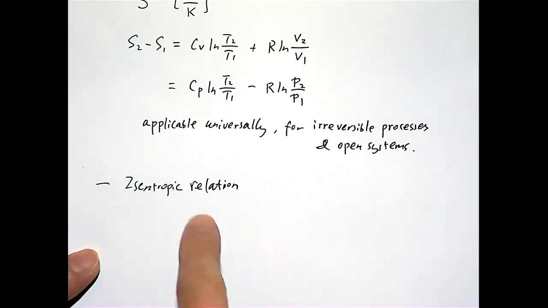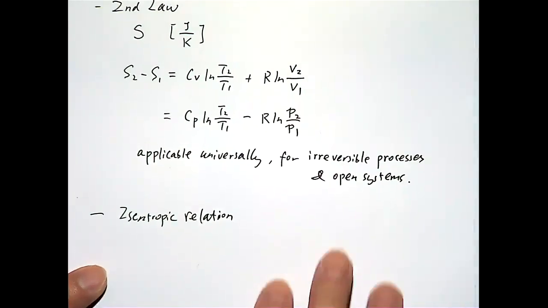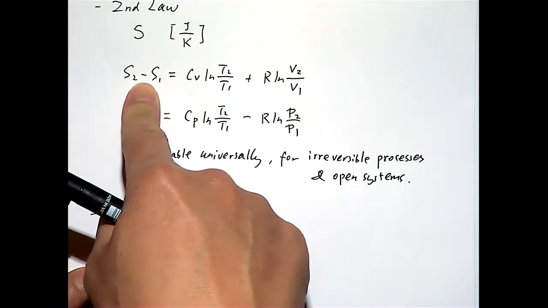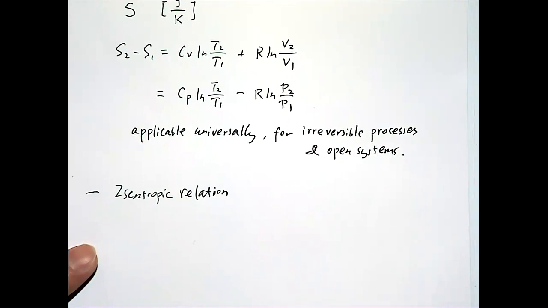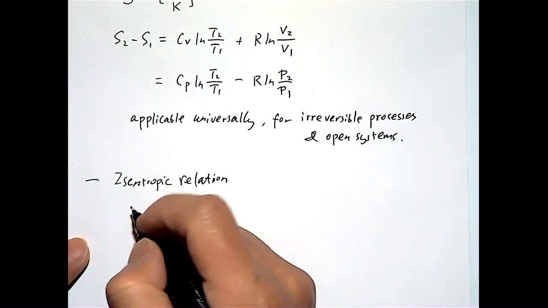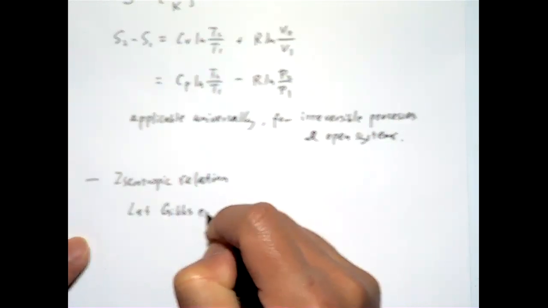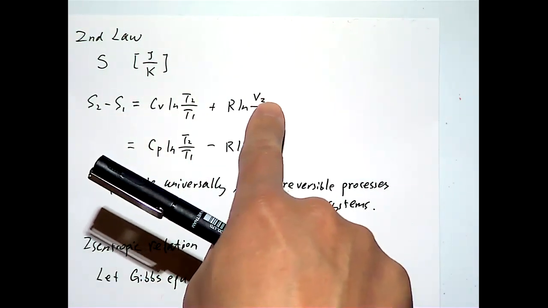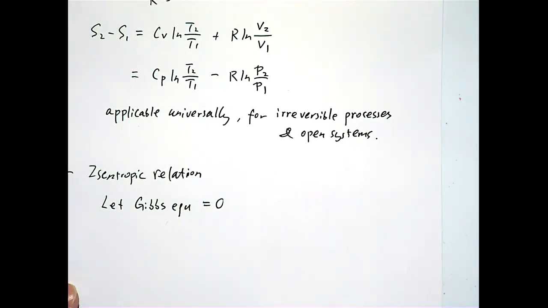To derive this equation is pretty straightforward, given we already have the Gibbs equation. If we let the left-hand side be 0, then we can derive the temperature-pressure variation along an isentropic process. So we just let the Gibbs equation equal 0, then we can find the relation of temperature, volume, or temperature, pressure. Let's quickly go through that.